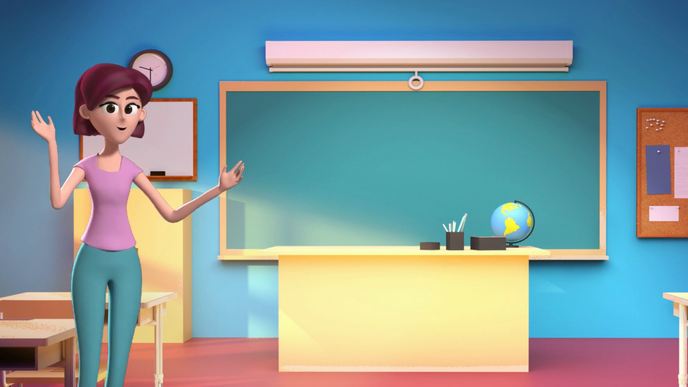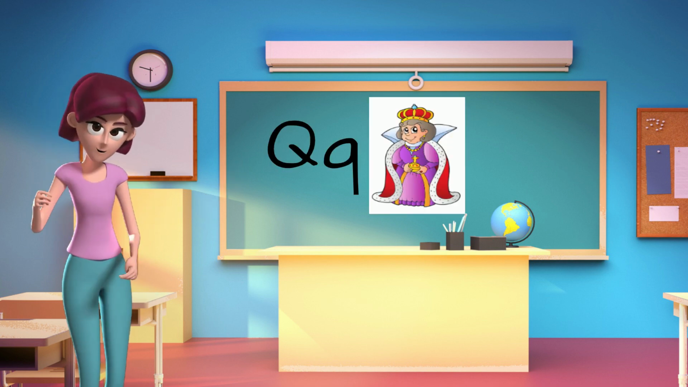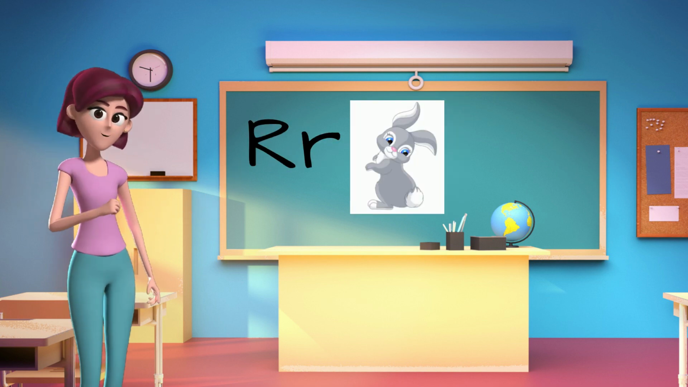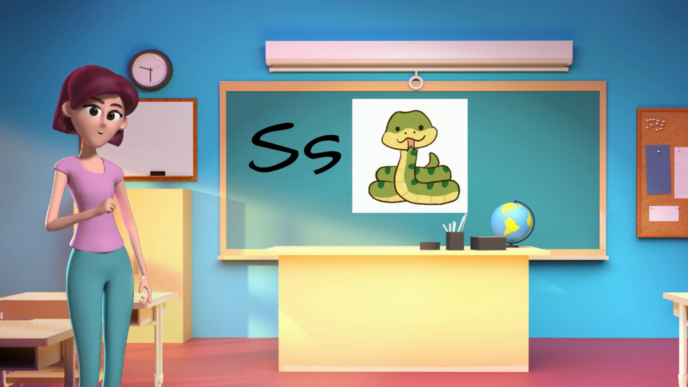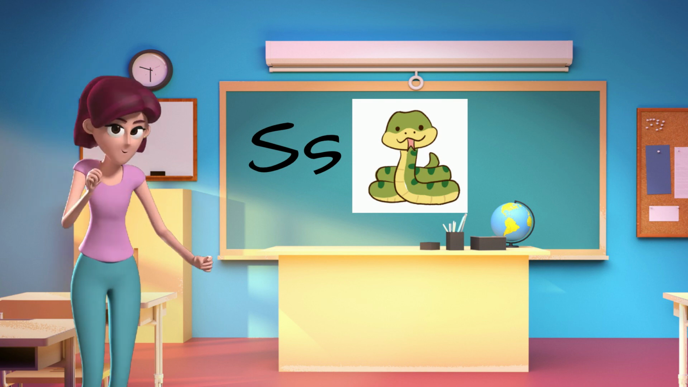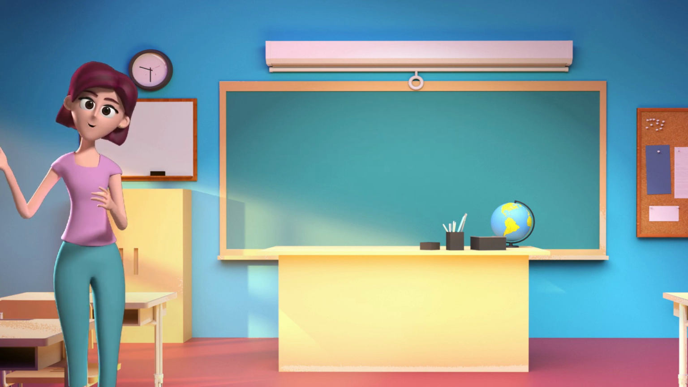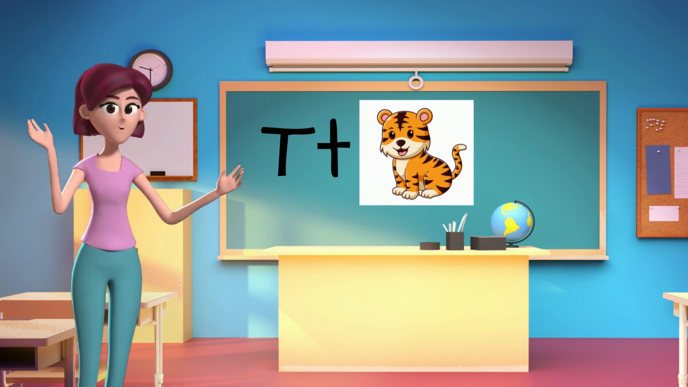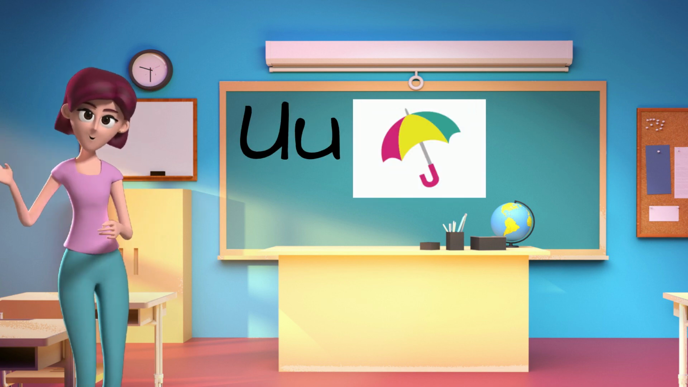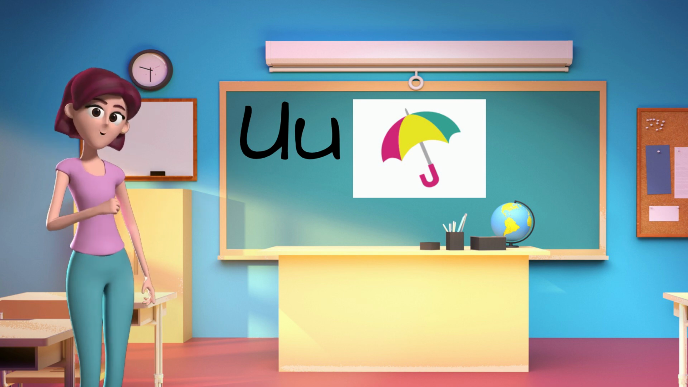Now we will run through Q to V. Q. Queen. R. Rabbit. S. Snake. T. Tiger. U. Umbrella. V.